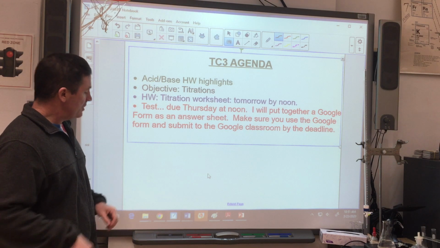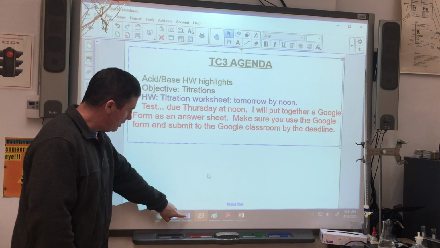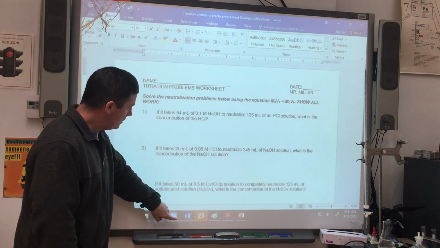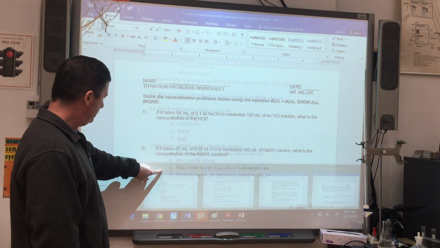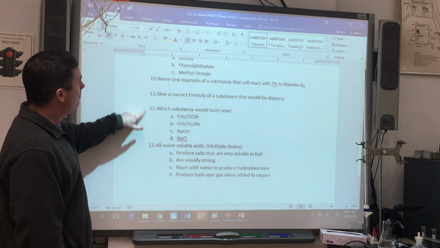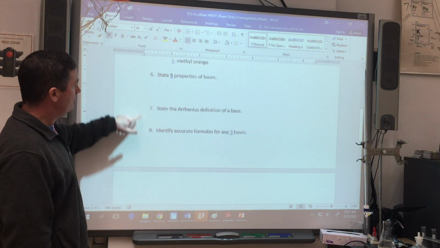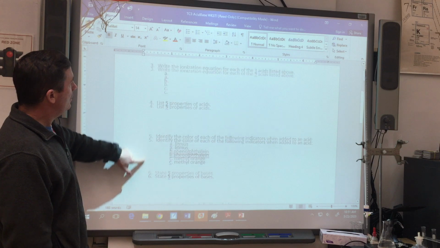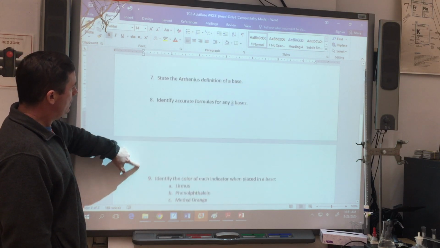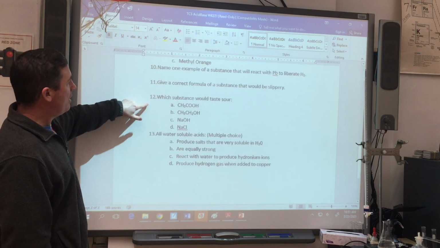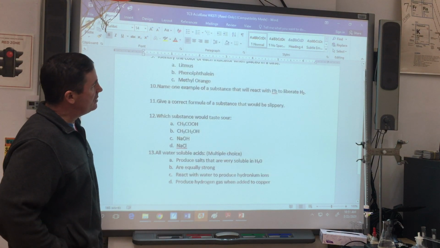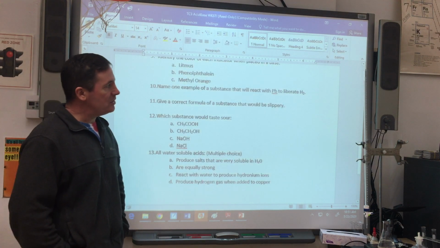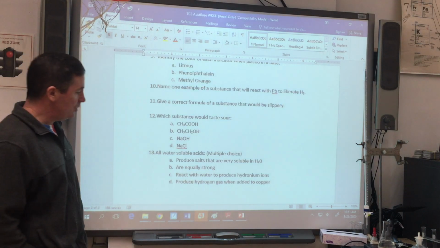Okay, so first let's take a look at some of the highlights of that homework. Most of these were fine. The only thing that was probably an ongoing issue was this one. Name one example of a substance that will react with Pb, which is lead, to liberate H2.